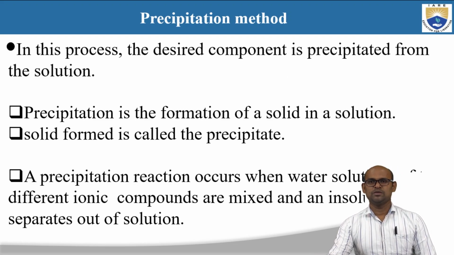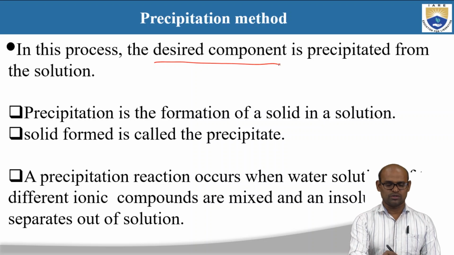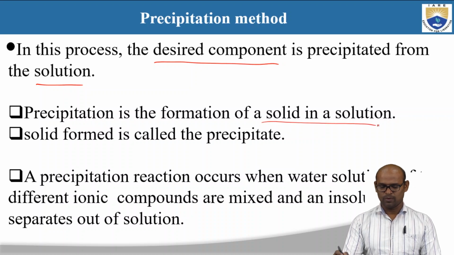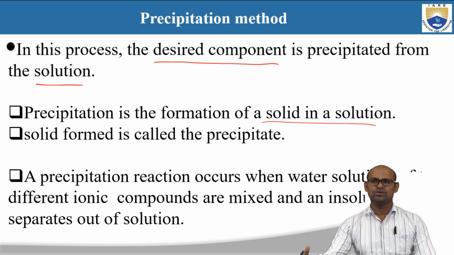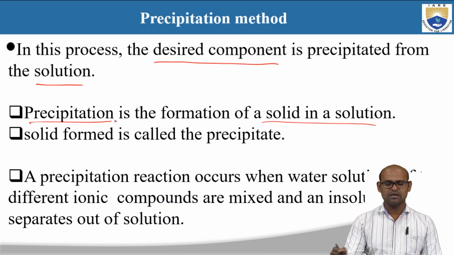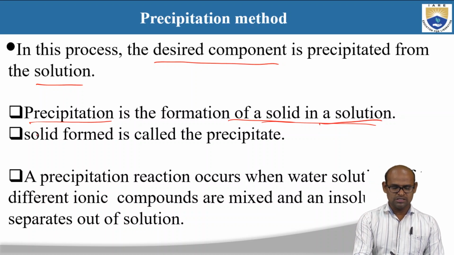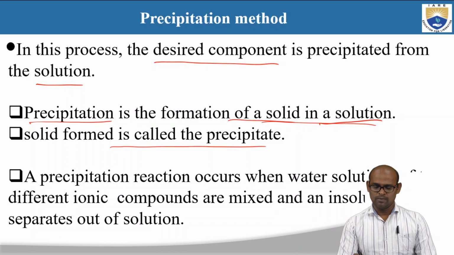In the precipitation process, the desired component is precipitated from the solution. Precipitation is the formation of a solid in a solution. So what do we mean by precipitation? We have prepared a solution in which we have solute and solvent. In the precipitation method, we are going to see a formation of solid in the solution. The solid that is formed in the solution is called a precipitate.